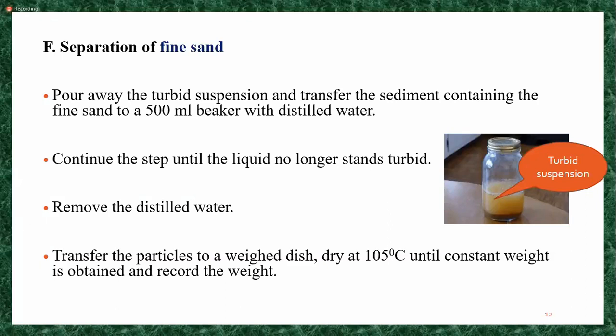For that you have to transfer the turbid suspension to the 500 milliliter beaker. After getting the 25 milliliter sample, you have to transfer the suspension into a 500 milliliter beaker, and from that you can take another sample. You can observe that turbid suspension in this picture.